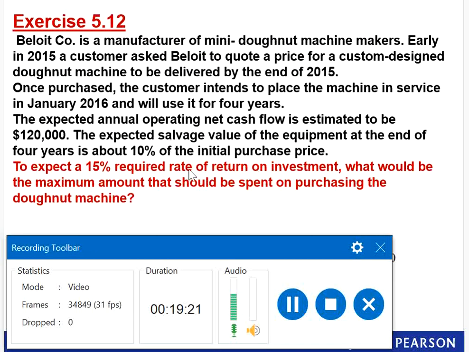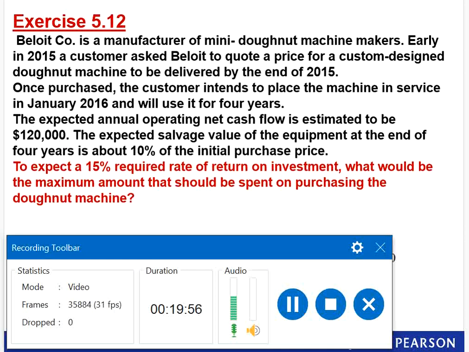Next question, 5.12, is also similar. Beloit Company is a manufacturer of mini donut machine makers. Early in 2015, a customer asked Beloit to quote a price for a custom designed donut machine. Once purchased, the customer intends to place this machine in January and use it for 4 years. So the useful life is 4 years. Expected annual operating net cash flow is 120,000. So it is already given. We don't have to calculate.